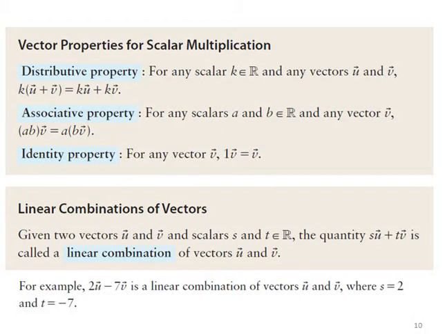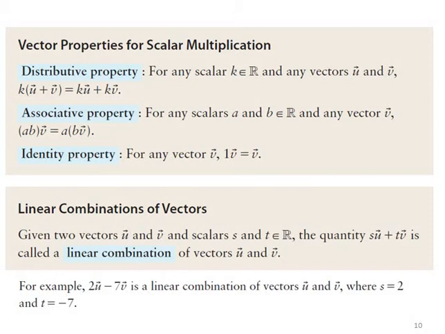The next property is the associative property. For any scalars a and b belonging to real numbers and any vector v, we can say a times (b times v) equals (a times b) times v. And the last property is the identity property. For any vector v, 1v equals the same thing. When we multiply by 1, it is exactly like the original vector. It means that the magnitude doesn't change and the direction doesn't change as well.